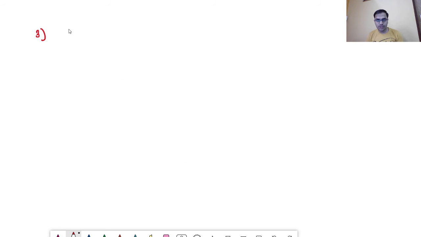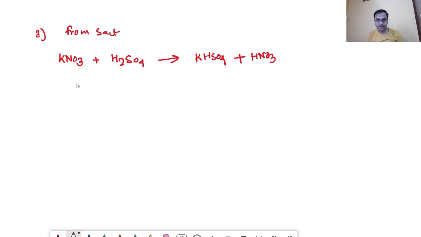The third method of preparation of an acid is from salts. Now I am taking the example of a nitrate salt, that is KNO3 plus H2SO4. It will react to form KHSO4 plus HNO3. Similarly, NaCl when reacted with H2SO4 will form HCl plus Na2SO4. So these are the certain methods by which you can prepare acids.